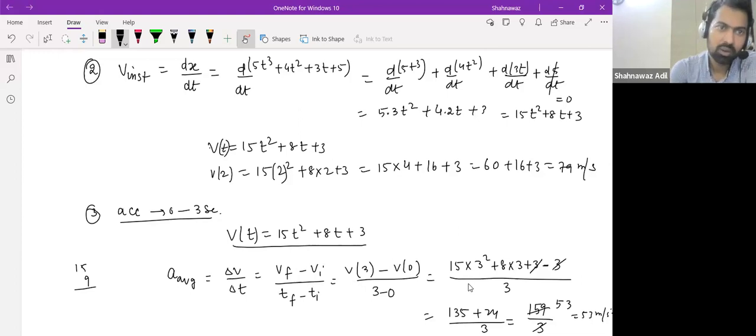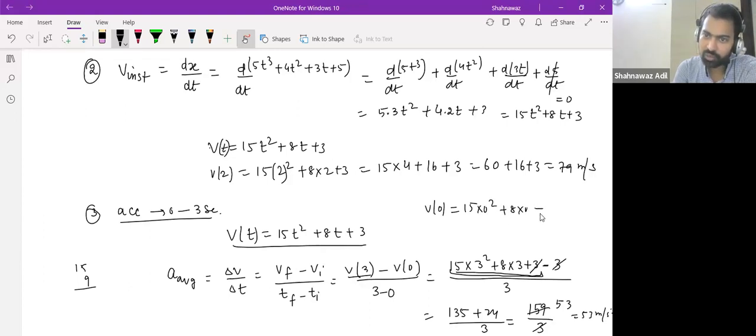Sir, why did we write 3 two times? V3 is up to this point, right? And now v0 would be how much? V0 would be 15 into 0 square plus 8 into 0 plus 3. So you see that this part will cancel, this part will cancel, so we'll only have 3. Minus of v0 would give you minus 3, right?